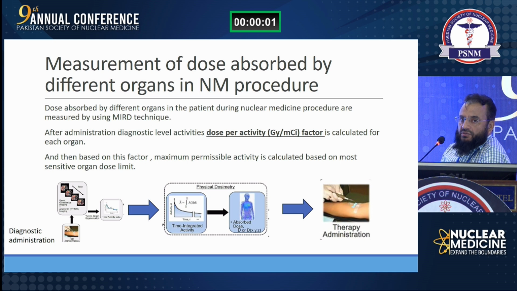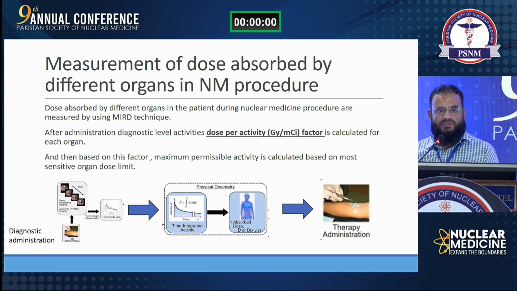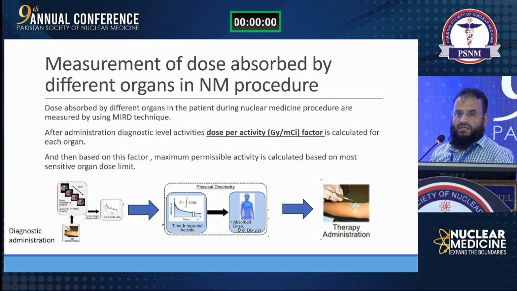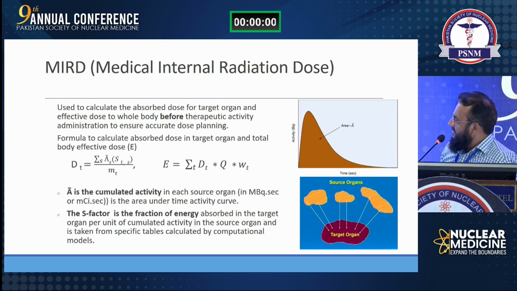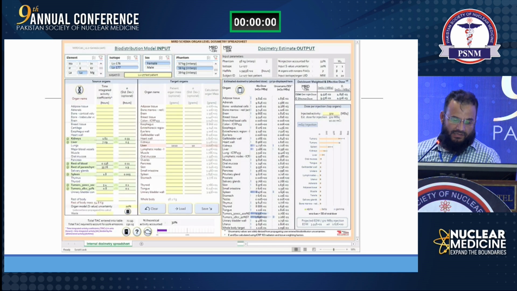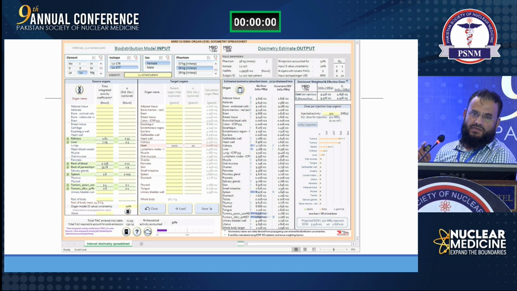Measurement of the dose absorbed by the different organs in nuclear medicine. When we talk about theranostics, when we administer radioactivity to the patient, the different organs absorb the dose. Sometimes these doses may be greater than the limit or threshold value for deterministic effects. This is the method for measurement of internal radiation dose, and this is the output screen, which displays the dose received by different organs during a nuclear medicine procedure. This will indicate the threshold level for deterministic effects to be avoided. Thank you very much.